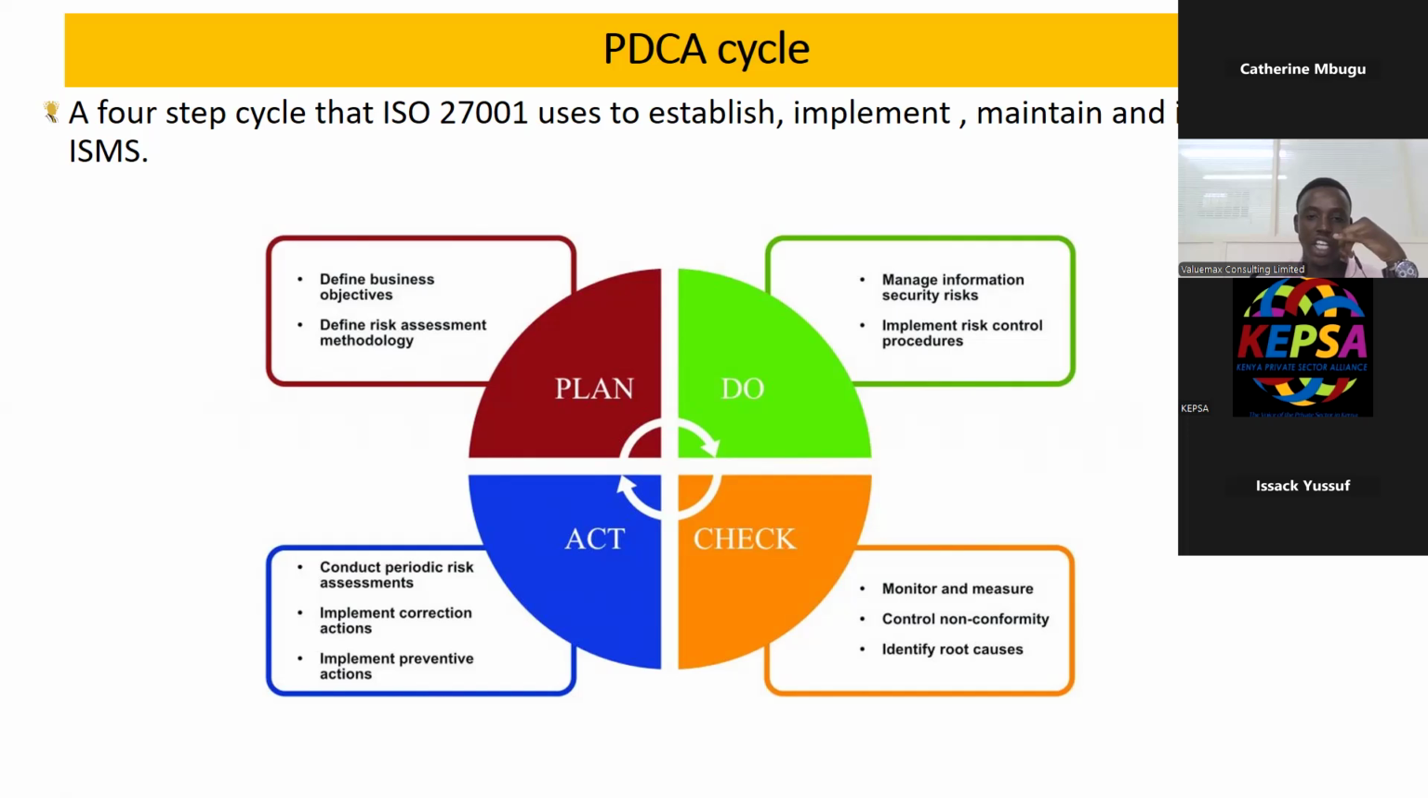If you check and you find the controls are not working as intended, now you have to act on it. You have to know what to do about it. This is where you implement something we call the corrective actions, the preventive actions.